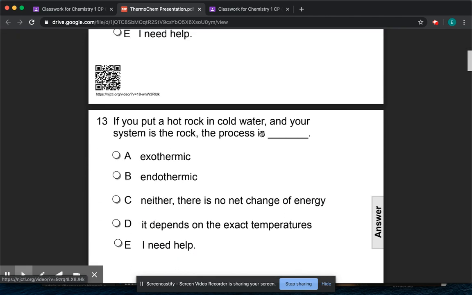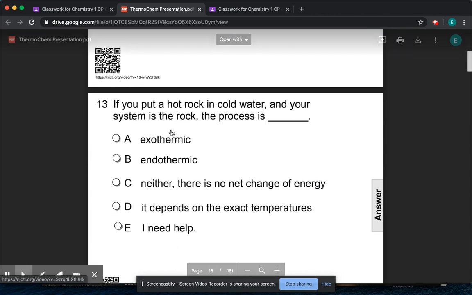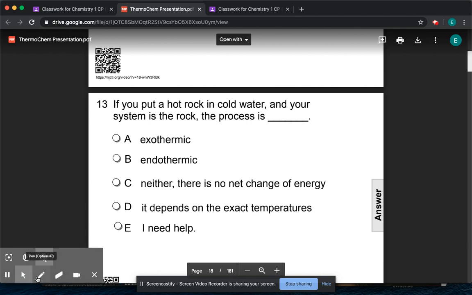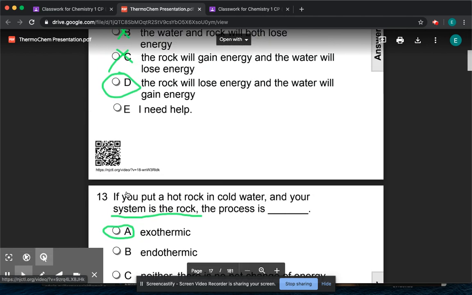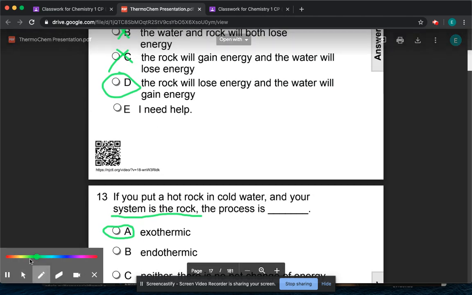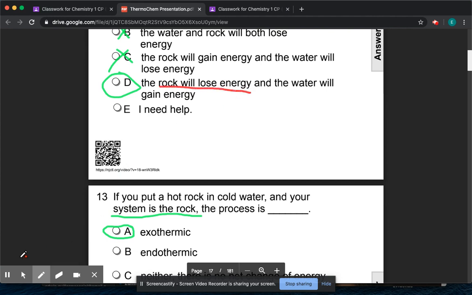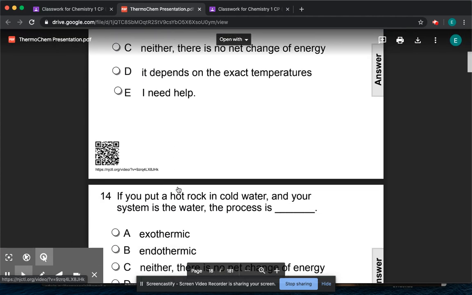If you put a hot rock in cold water and your system is the rock, this is the important part. They're saying the system is the rock. If the system is the rock, then the process is going to be exothermic. And it is exothermic because the rock is losing energy. It's releasing it, giving it away.